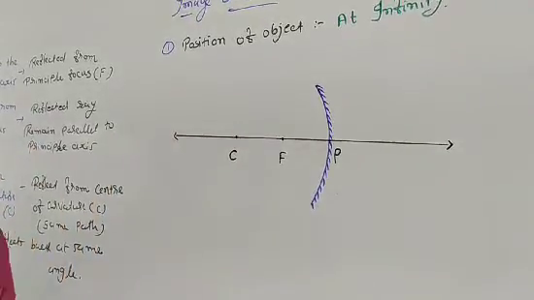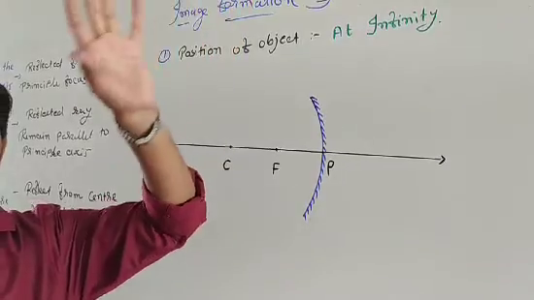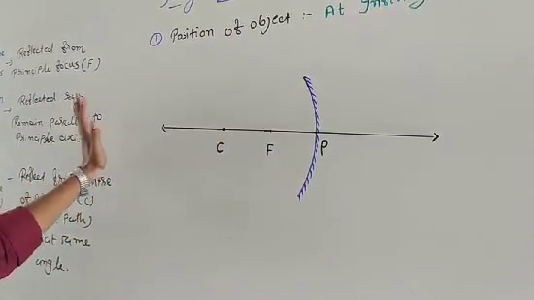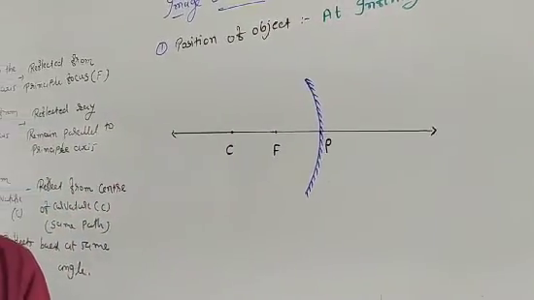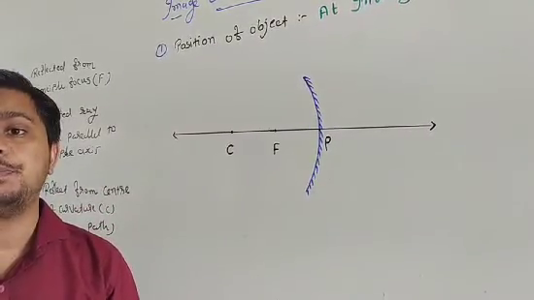Here? No. Infinite means you can't see. It is just so far away from this mirror. So you can't put an object because it is at an infinite. If any object is at infinite, then the ray which is coming from that object is always parallel.